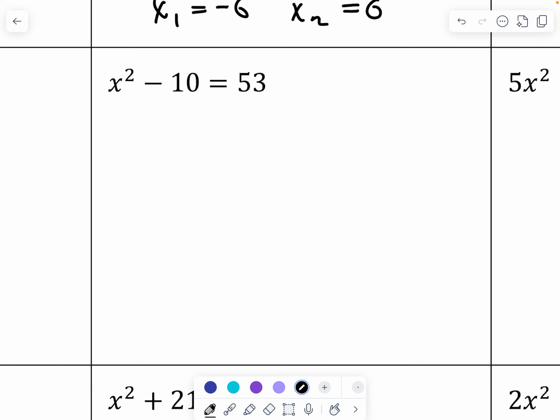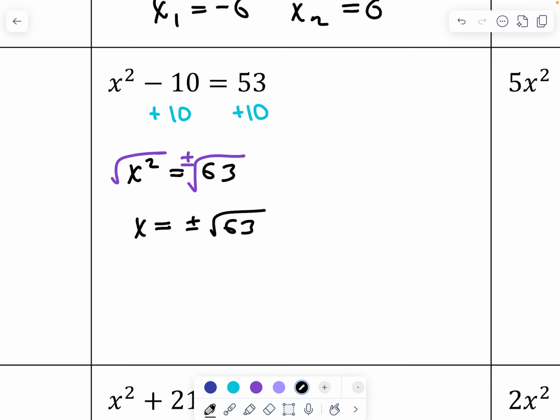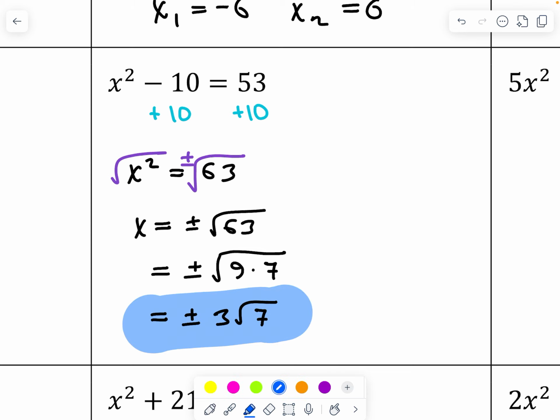Here, our first step is to add 10 to both sides. Add 10, and we have x squared equals 63. To get rid of a square, we square root both sides, square root plus or minus. X equals plus or minus root 63. Now, 63 again is not a perfect square number. However, it is divisible by a perfect square number. Which is that? That'll be 9. And then 9 times 7 is 63. Square root of 9 is 3. The 7 stays. That's the answer.